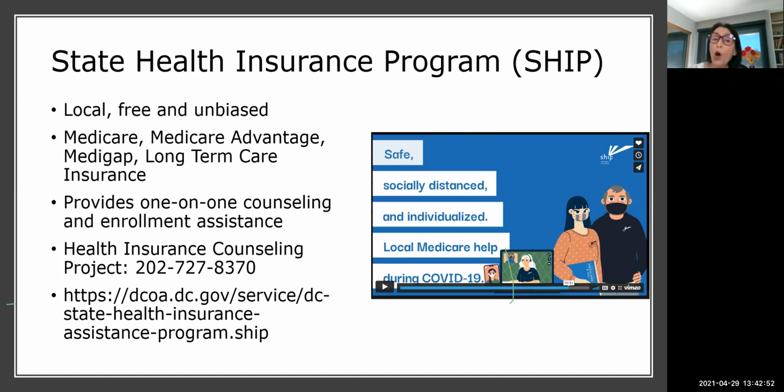They know all the local resources that are available to you, because each health plan, each company, is different from state to state, sometimes county to county. And they are very much unbiased. They can't tell you what to do, but what they can do is help you make informed choices about your health care.